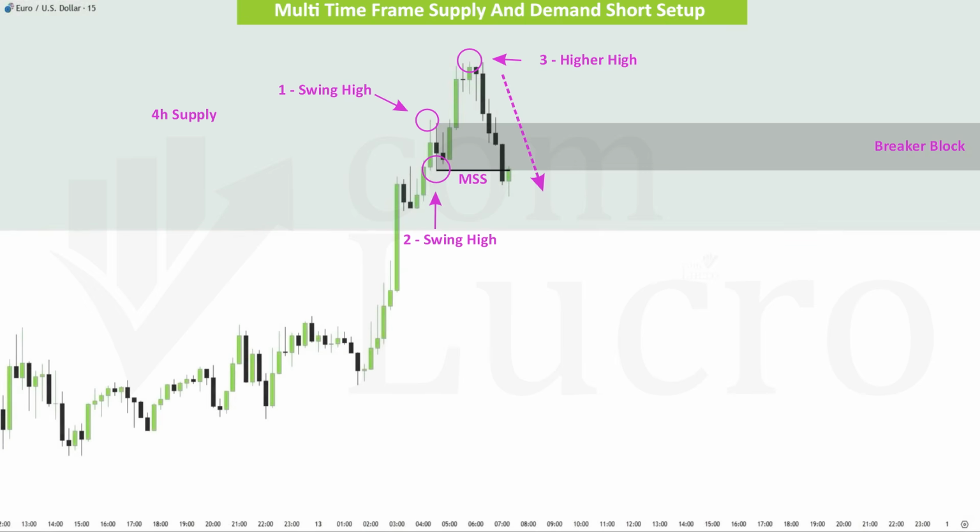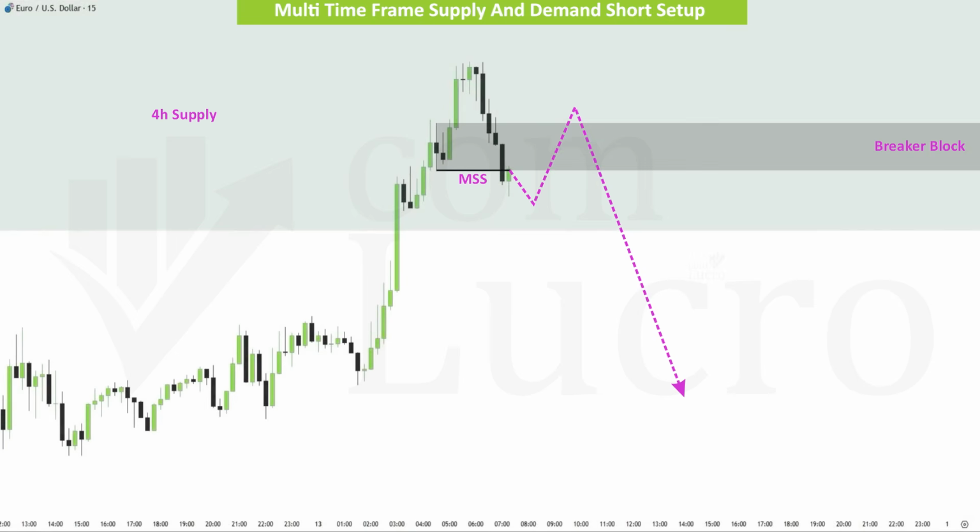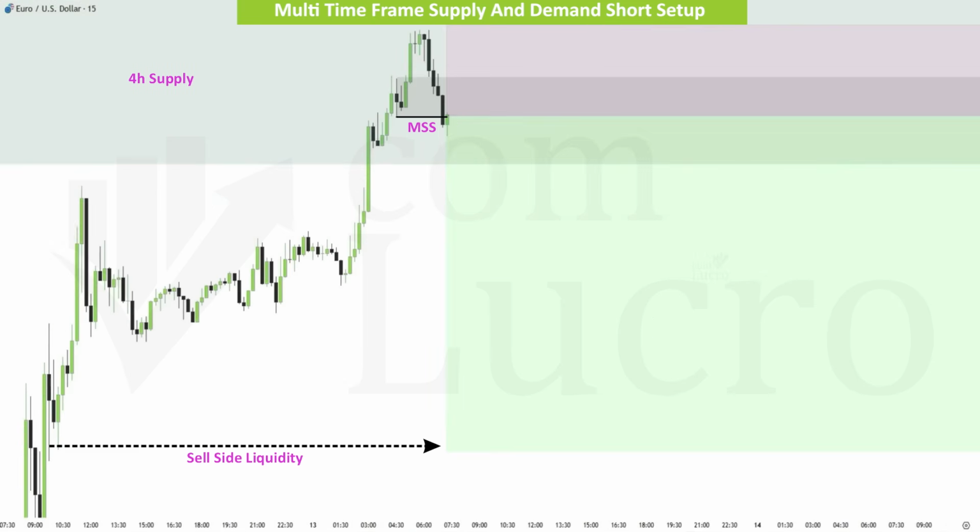With these confirmations aligned, we can reasonably expect price to revisit the breaker block area before continuing its move towards sell-side liquidity. So here's the execution plan. The entry is placed at the lowest point of the breaker block, with the stop loss positioned a few pips above the higher high. The take profit is set at the sell-side liquidity below the recent swing low, which results in an approximate 4-to-1 risk-to-reward ratio.